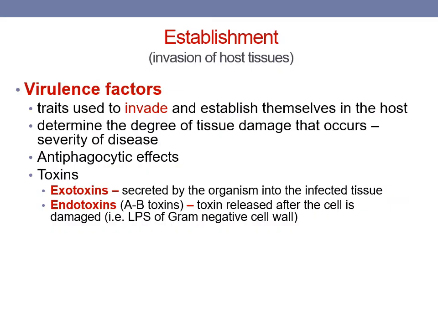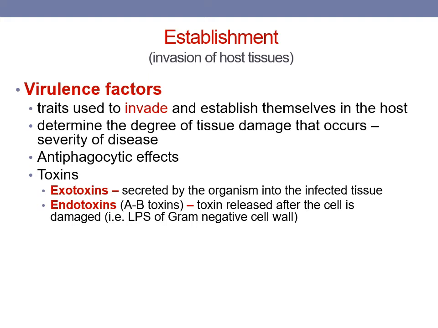Once the pathogen has entered the body, it uses virulence factors to establish itself and cause damage to the host. Virulence factors can be structures on the organisms, or they can be toxins produced by the organism. Some virulence factors are more damaging than others, so a pathogen's virulence factors determine the degree of damage that it will cause, as well as the severity of the disease.